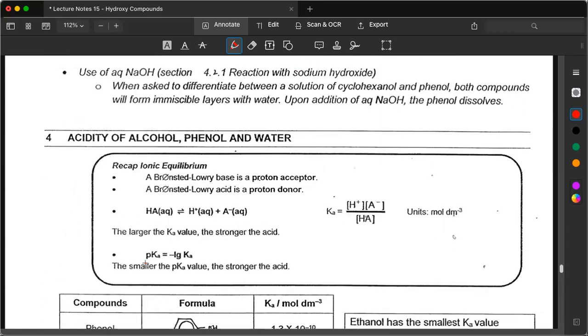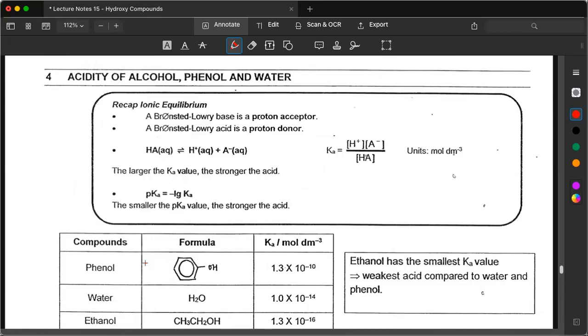Now, let's recall the basics of acidity. A Bronsted-Lowry base is a proton acceptor. A Bronsted-Lowry acid is a proton donor. So the larger the Ka, the stronger the acid. The smaller the pKa, the stronger the acid. And this is how we represent the equation to calculate the concentration of the species using Ka.